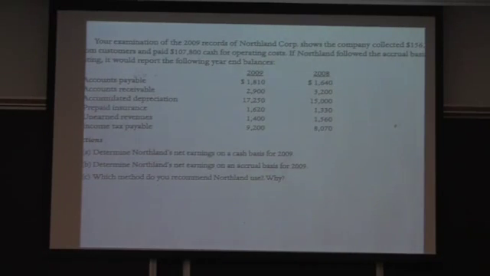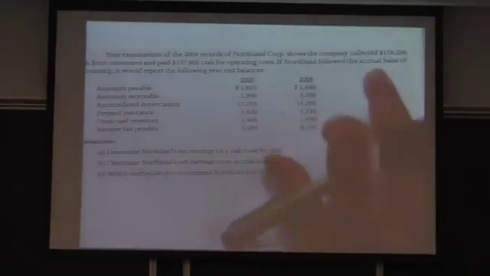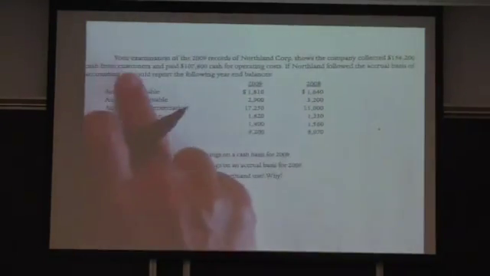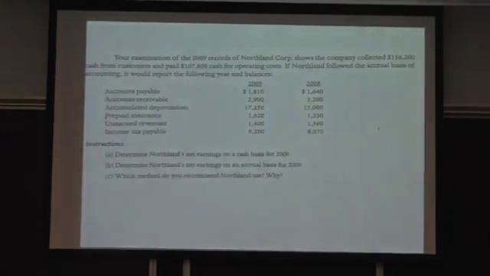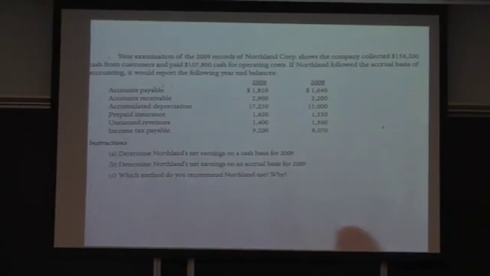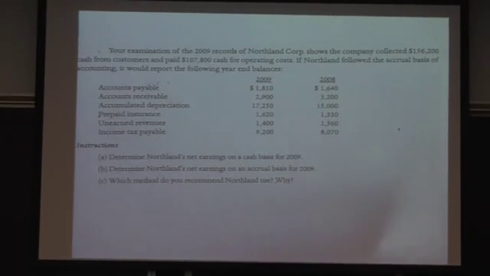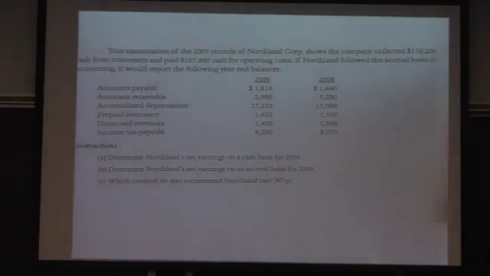Let's take a look at the question. So this question is a company called Northland Corporation. And Northland Corporation shows that they've collected $156,200 worth of cash from customers, and they paid $107,800 for operating cost. If Northland followed accrual basis of accounting, it would report the following end of the year balances.